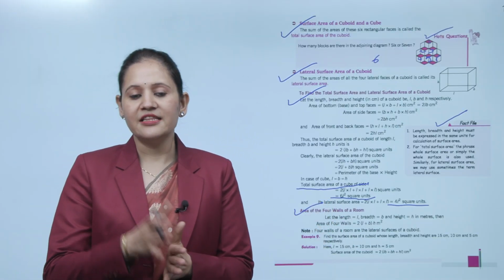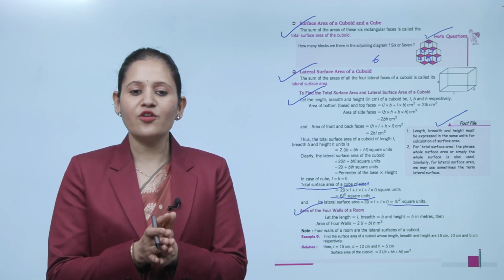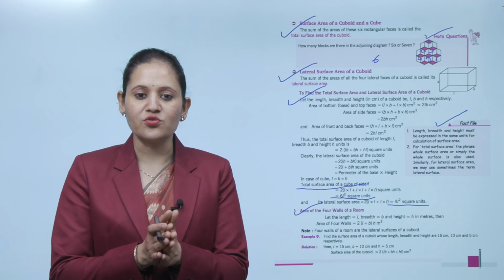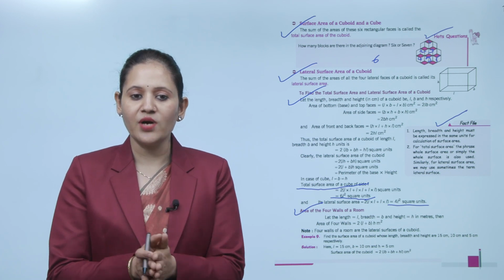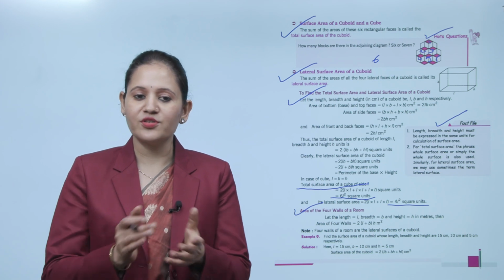Next is the area of 4 walls of a room. Let the length be L, breadth B and height H in meter. Then the area of 4 walls is equal to 2 into (L plus B) into H meter square. Note, the 4 walls of the room are the lateral surface of the cuboid.